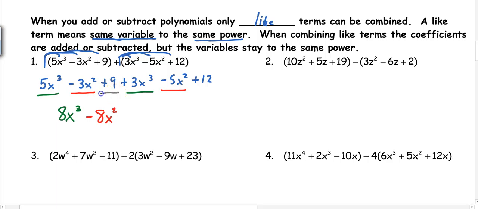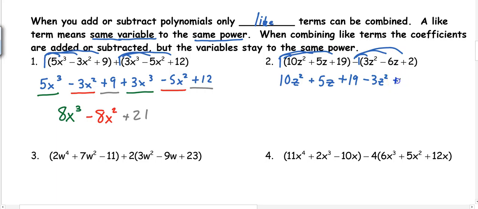And then the last thing I have are my constants, which are 9 plus 12, which gets me 21. In number 2, the first set of parentheses still just has a 1 in front of it. So I'm going to distribute a positive 1. In the second set of parentheses, this is a negative 1. Remember when you multiply by a negative 1, the signs switch. So everything from the first parentheses stays the same. 10z squared plus 5z plus 19 minus 3z squared plus 6z minus 2.